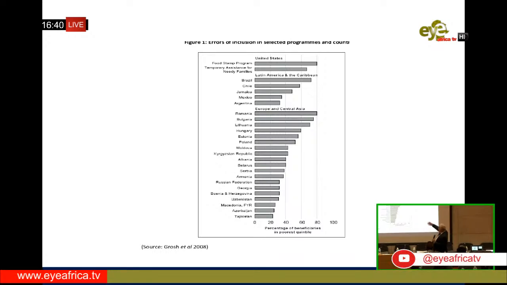We make a lot of mistakes, but even if you look at the United States, if you think it's just a problem of poor countries, in the United States, the food stamp program has inclusion errors. That means it gives money to people who don't need it, or at least don't fit the specificity of the program, is 80%. That's enormous. The TANF program, it's still 65%. So it's also in rich countries, if you try to target this way, you will make mistakes, because we are not perfect in doing this type of job.